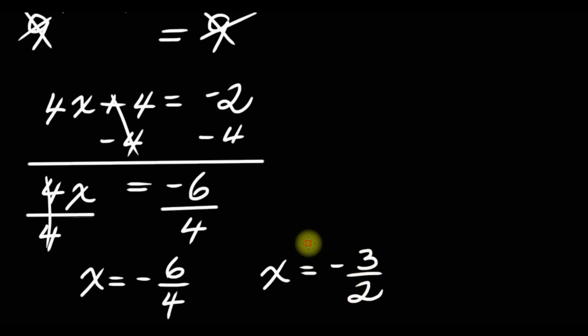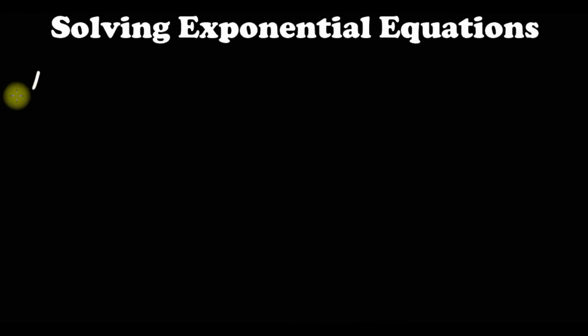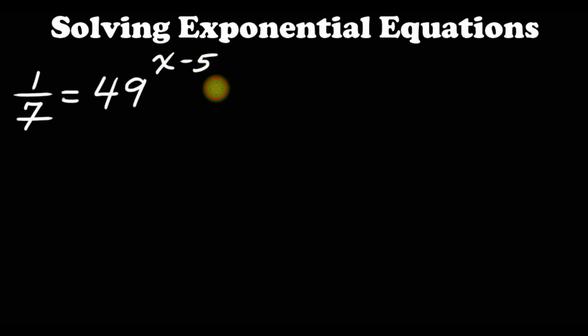Okay, so your x here is going to be negative 3 over 2. So the next one, we have 1 over 7 to the x, equals 49 to the x take away 5, multiplied with 7 to the x minus 9.